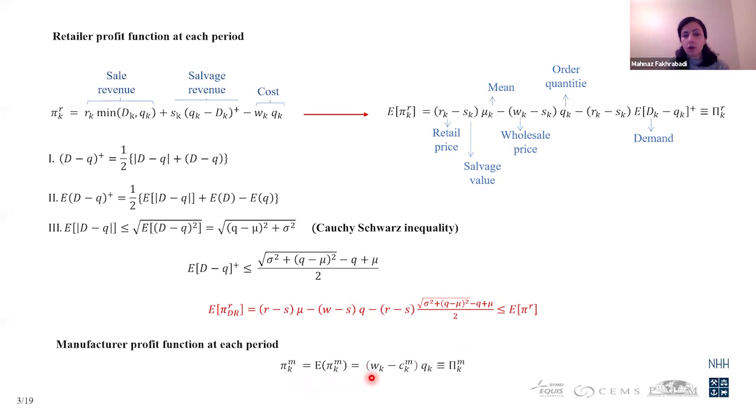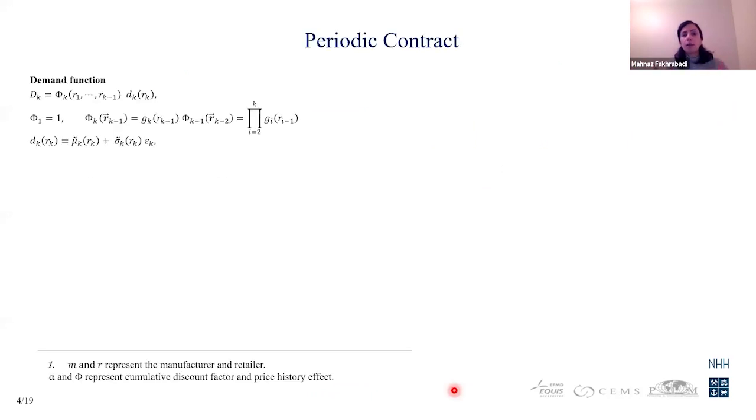which is the wholesale price minus the cost multiplied by order quantity. And just to follow the consistency, I call this expectation the capital letter pi as well, just like the capital letter that we have here. This was the main structure that we have for distributional robust. But now let's talk about the periodic contract, and later we will look at the single contract.